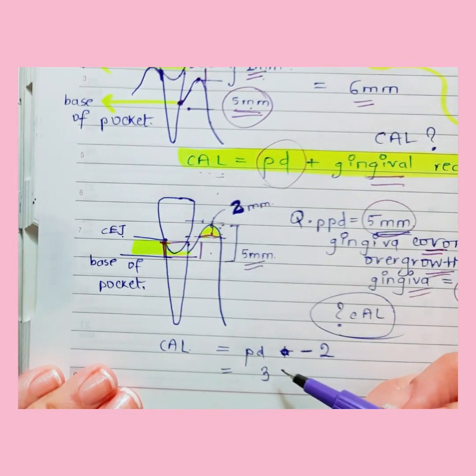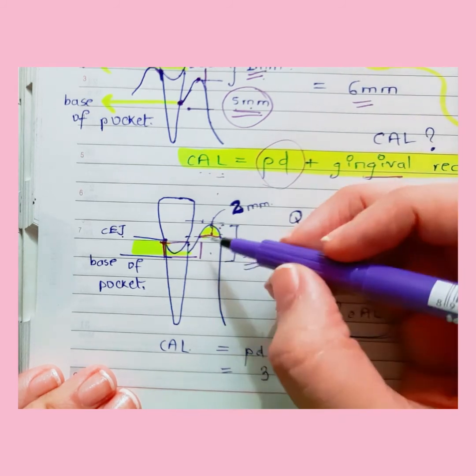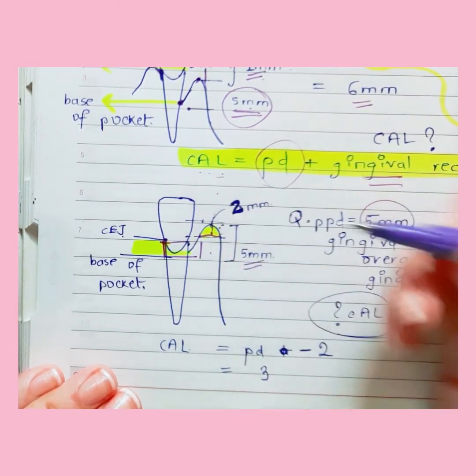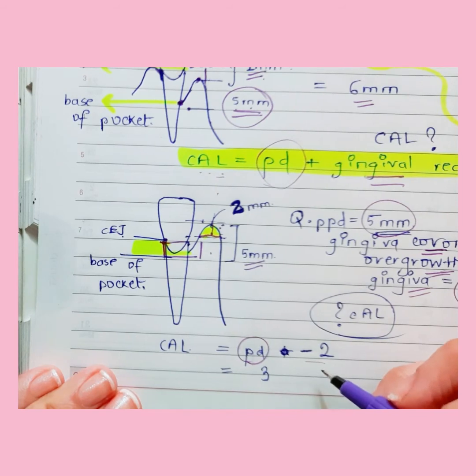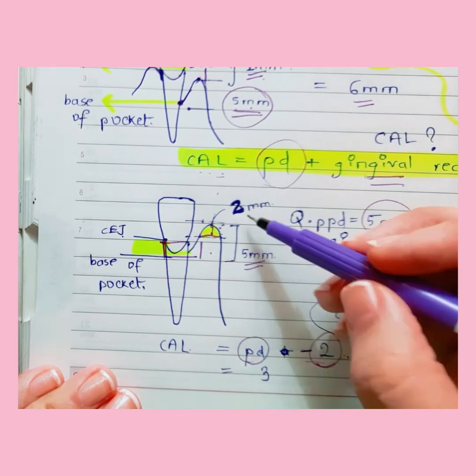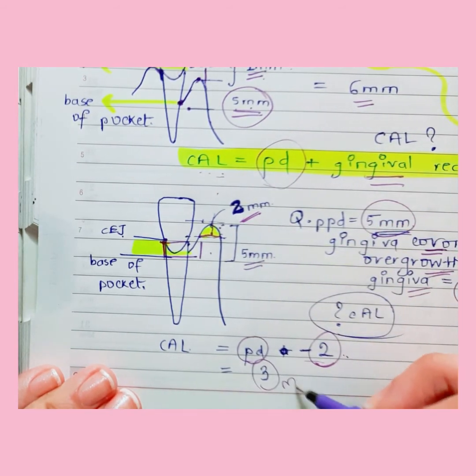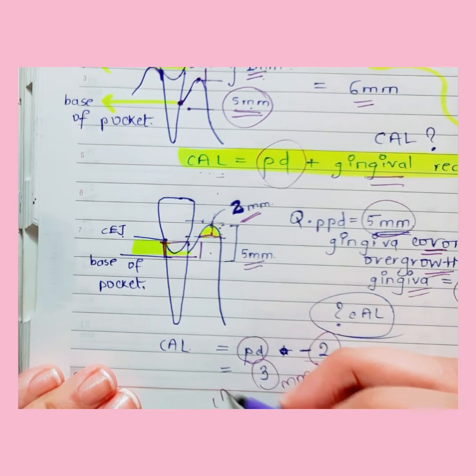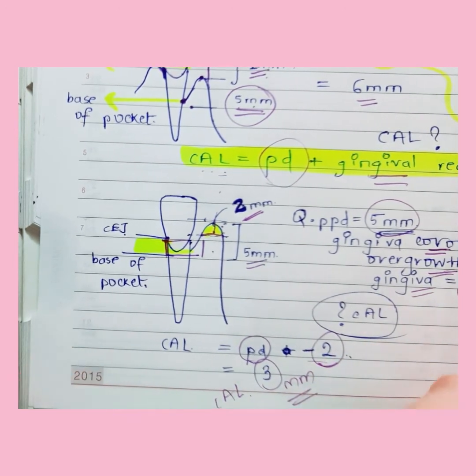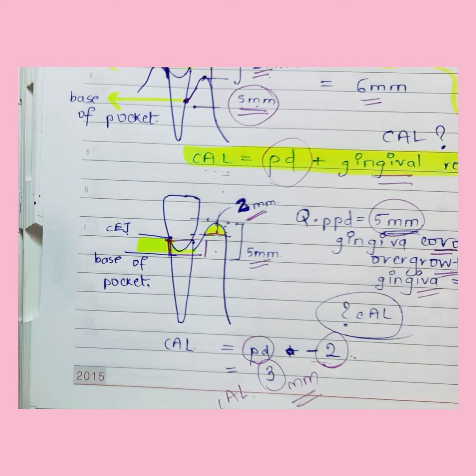Hence, when there is overgrowth of gingival tissue, or when the gingiva is coronal, periodontal pocket depth minus this 2 mm of overgrown tissue equals 3 mm. So here the clinical attachment level is 3 mm. So that was how you calculate the clinical attachment loss. I hope that helps. Thank you.